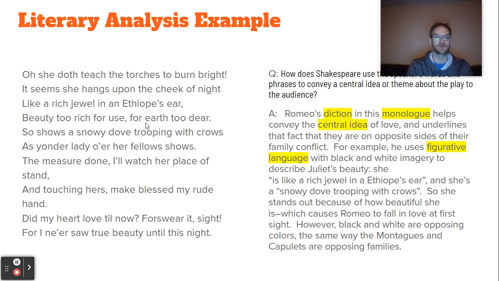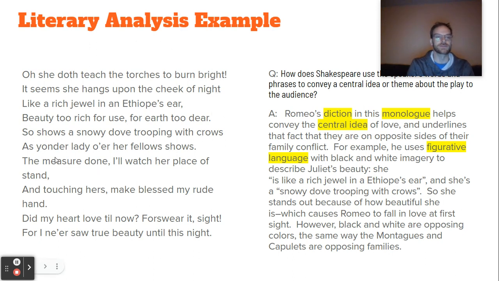Beauty too rich for use, for earth too dear. So shows a snowy dove trooping with crows, as yonder lady o'er her fellows shows. So we had a shiny diamond against dark skin here, and then we have more light and dark imagery here. A snowy dove, so that's like a white bird trooping, or flying or being with crows, which are dark black birds. So Juliet is like the one white bird in the flock of black ones. He goes on to say she teaches the torches to burn bright, so more light and day, night and dark type of imagery.